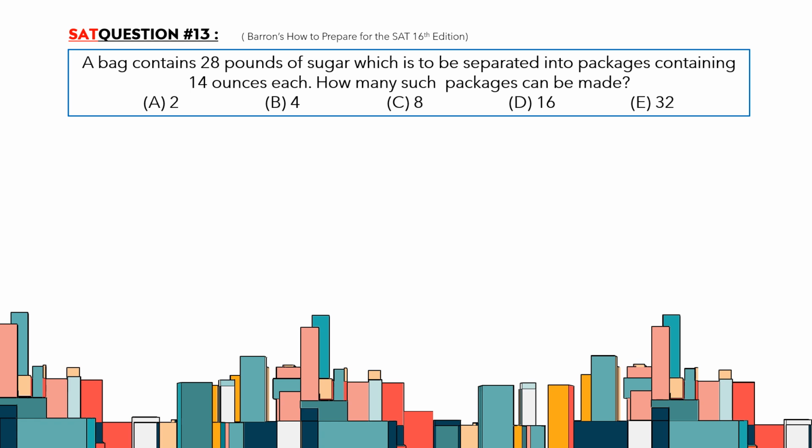So the keywords right here is 1 pound is equal to 16 ounces. So we have 28 pounds total. That will convert to 28 times 16 ounces.